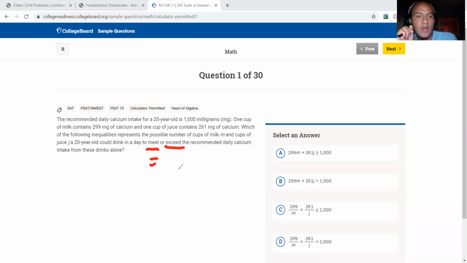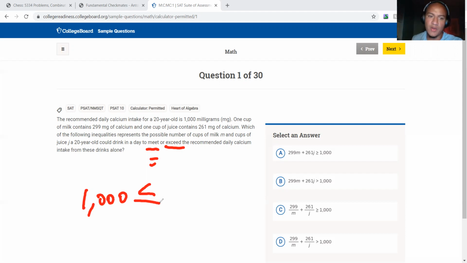So it's asking me how I could meet or exceed 1,000 milligrams. So that means that I write the number 1,000 and it has to be less than or equal to, because the amount of calcium I'm getting is greater than or equal to, which is where the alligator mouth is heading. That's the alligator going towards the bigger number. That's how you can remember where the greater than or equal sign belongs.